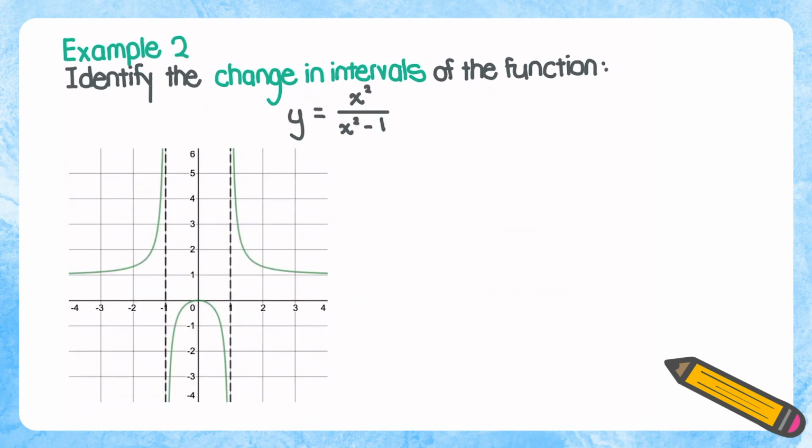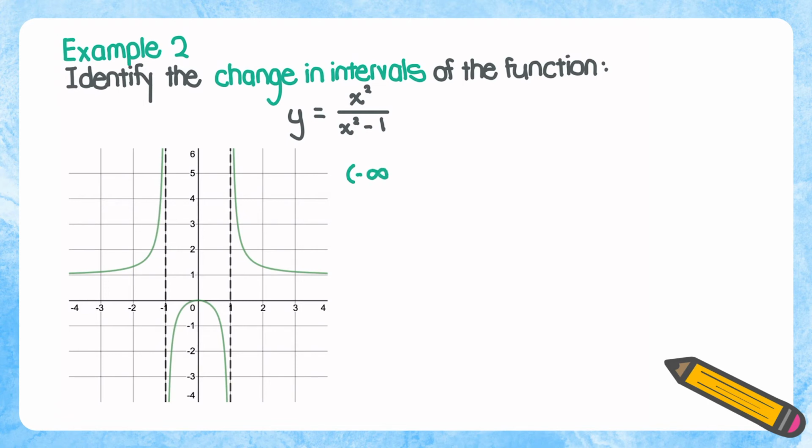Okay, for this next example, we're going to identify the change in intervals of this function, y equals x squared over x squared minus 1. Notice this graph looks a little different compared to the graphs we've been looking at before, but I included some dotted lines so that you can see how the function approaches a certain point but doesn't exactly touch it per se.